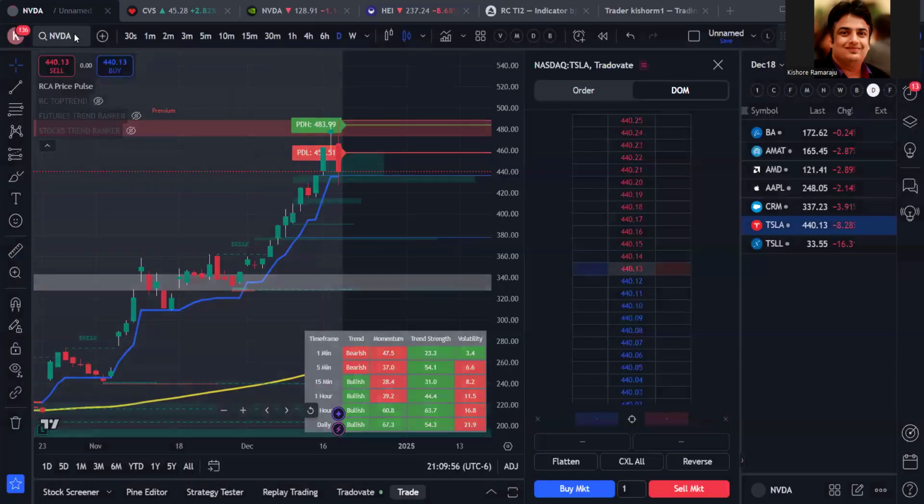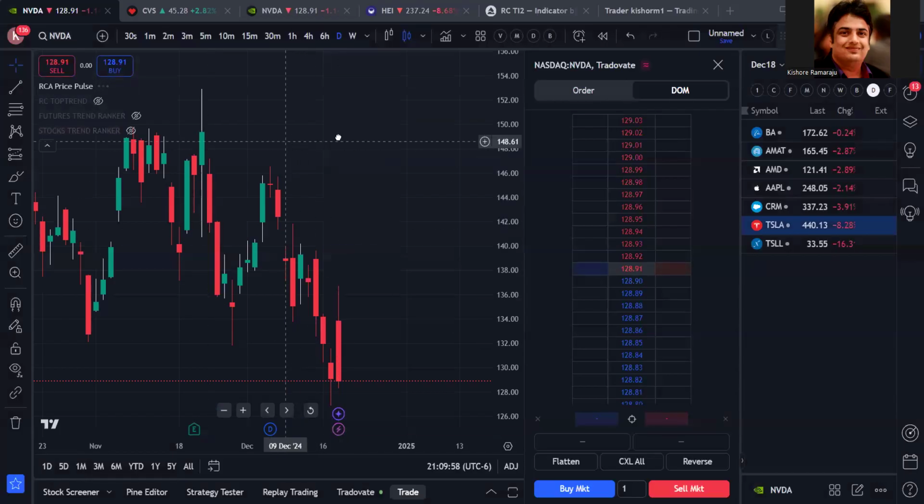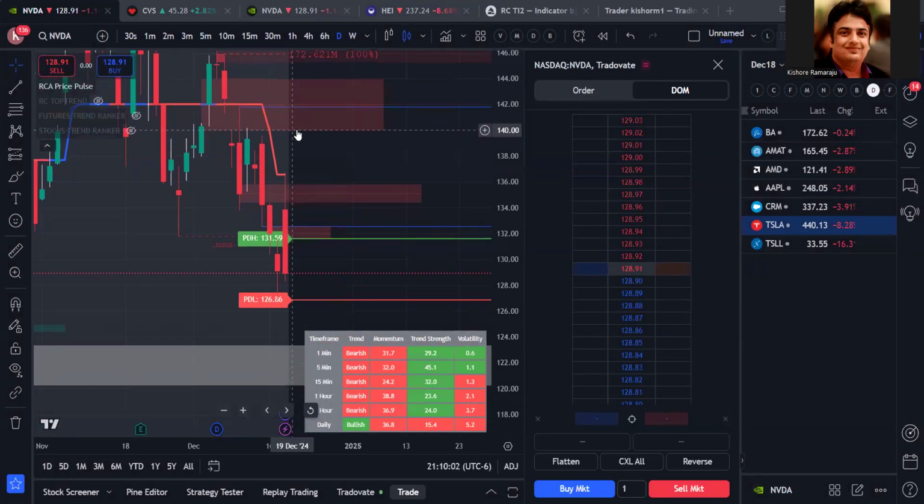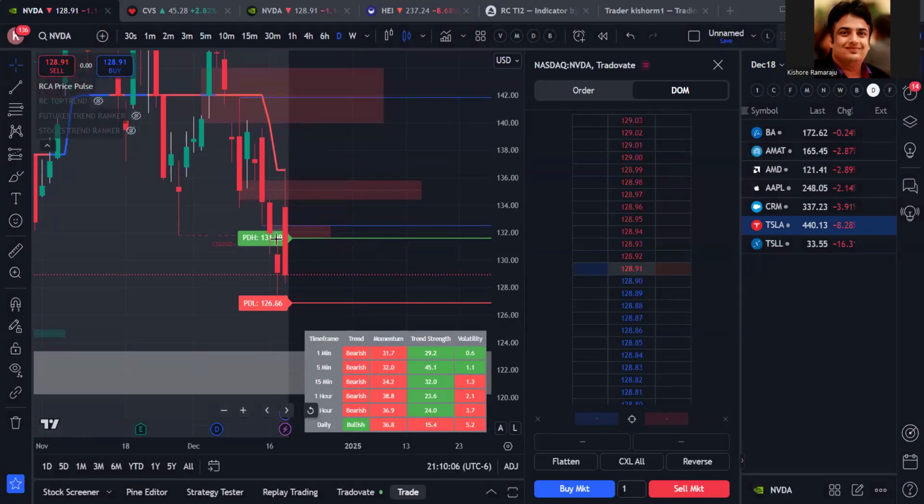Your Tesla, Nvidia, I think Nvidia turned bearish. Nvidia maximum can go till this line and again drop. So Nvidia is still bearish as of now.